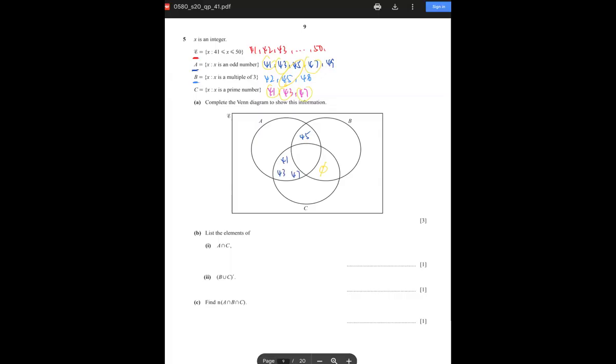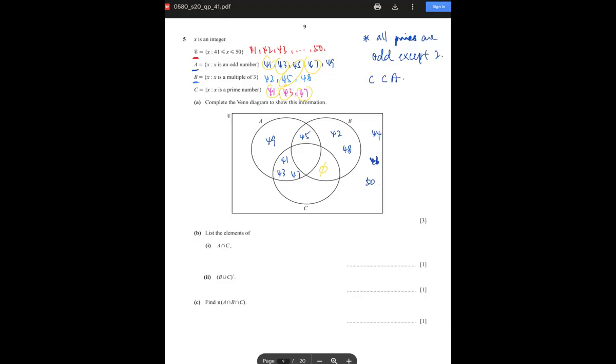This is an interesting result because all primes are odd except for 2. FYI, all primes are odd except 2. So here you can say C is a proper subset of A. That means all the elements in C would also be part of A. Okay, I'll put in the rest. So 49, 42, 48. 41, 42, 43, 44, 45, 46, 47, 48, 49, 50. There you go.